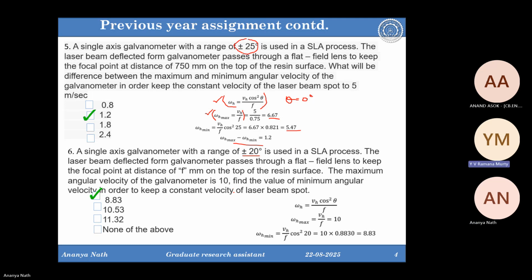So for maximum we are taking theta as 0 degrees. You will see why we are taking theta as 0 degree. I'll show you the PPT as well. So right now, let's just complete the questions first and then the PPT.